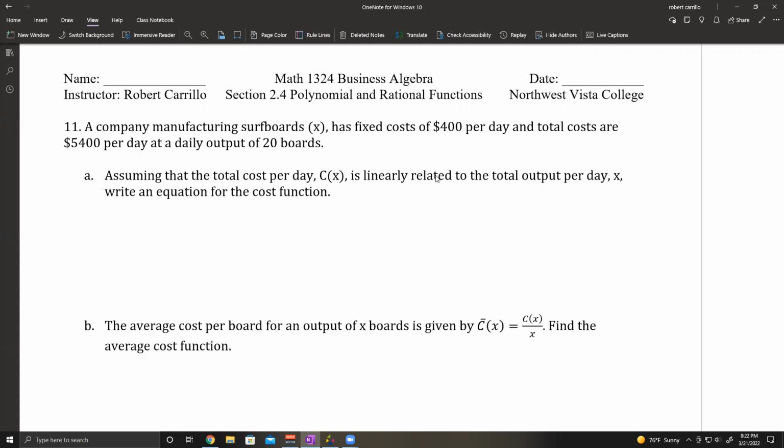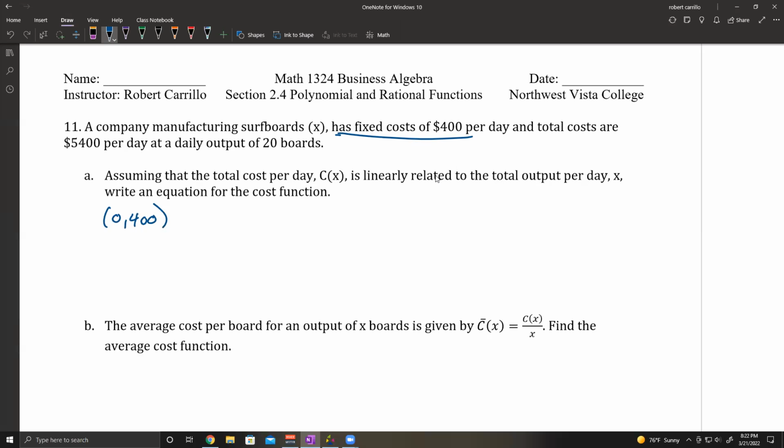So this brings us back to 1.2. Remember, to create an equation, we need a point and we need a slope. So look at the information it's giving us. It says we have a fixed cost of $400 per day and total costs are $5,400 per day at an output of 20 boards. So they're giving us points here. Our first point is, if we sell zero boards, what is the fixed cost we're going to pay no matter what? 400. So there's our first point. At zero surfboards, we still pay $400 per day.